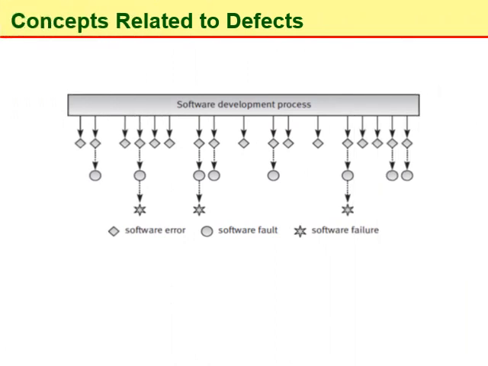Here in this figure we have a software development process. In this process, we have certain errors that have been injected while we were developing the product. Then we have certain faults and then certain failures. The errors are represented by the diamond, the circle represents the faults, and the failures are represented by the star symbol. We can see that in total we have a large number of errors, for example 17 errors here, and they are resulting in 8 faults, which are subsequently resulting in 3 failures.